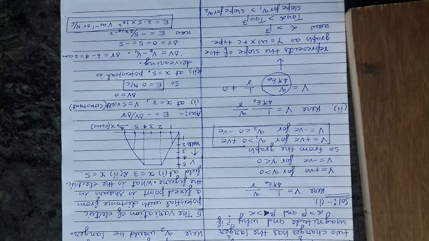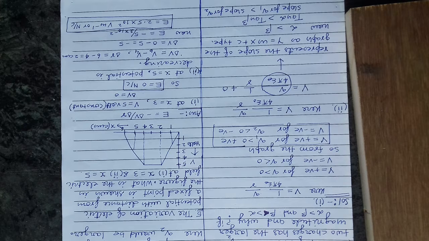Okay, so first of all we go through the graph. You see, on the positive x-axis, x is given in centimeters 1, 2, 3, 4, 5, and on the positive y-axis voltage is given 1, 2, 3, 4, 5 volt. You can see in the graph the potential is varying from the origin to x is equal to 2, having value V is equal to 5 volt.